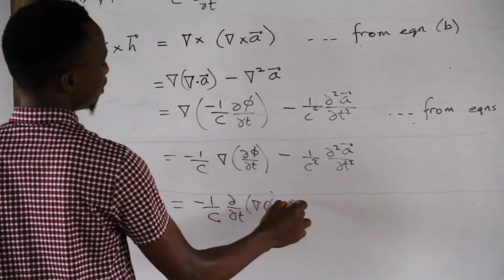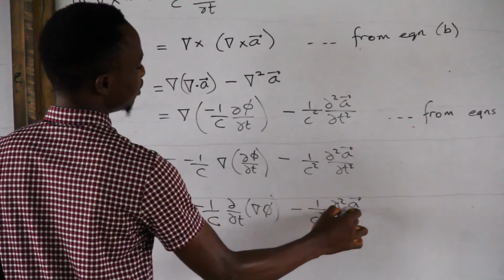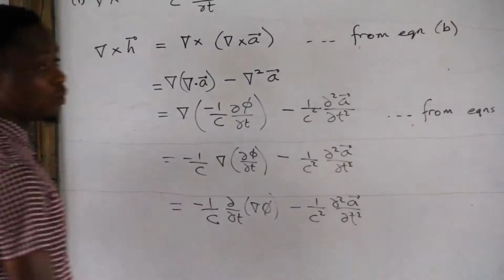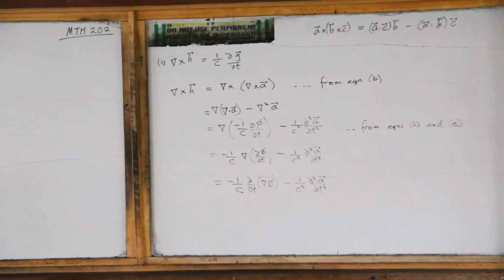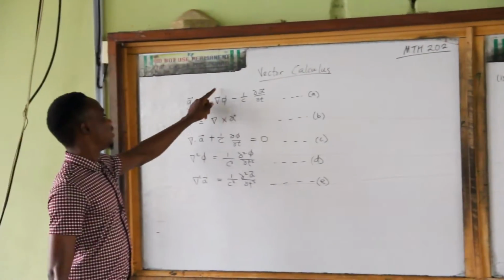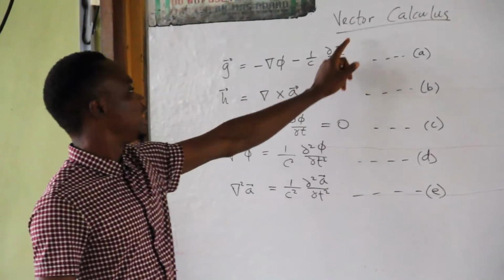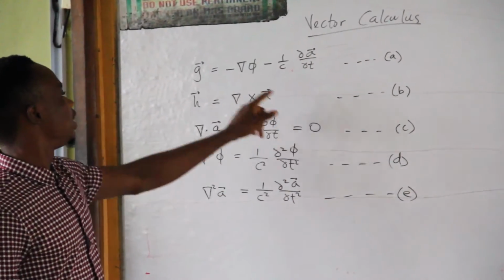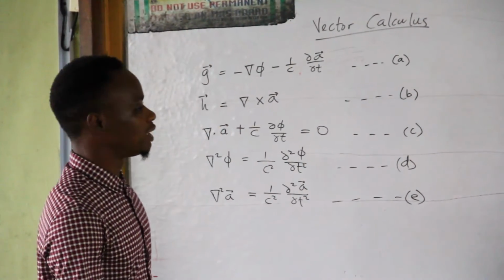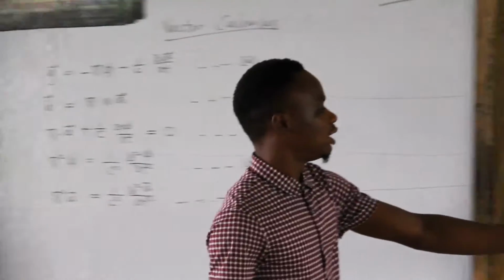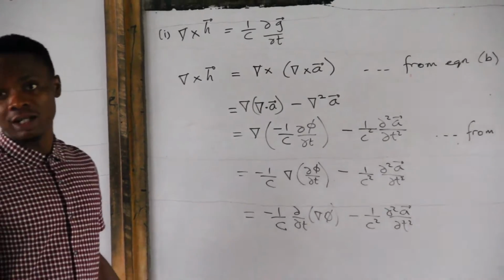So this will be equal to minus 1 over c square del square a del t square. We have to do this with our destination in mind. What is our destination? We want to arrive at something like this: minus del by del t of lambda phi plus a. You can see that we are already approaching lambda phi, then del by del t. If you can break this down, so that we will have del t outside. Do you understand what I'm doing?